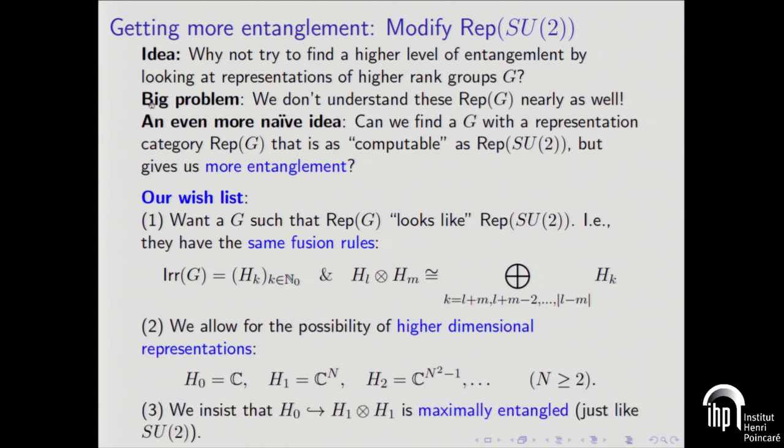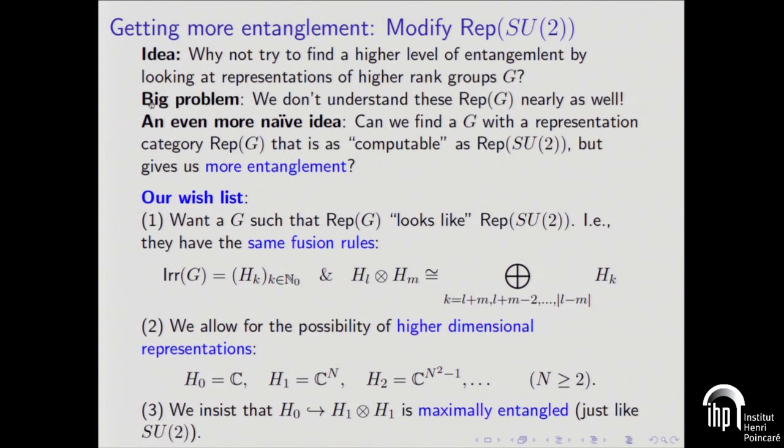And there's another thing that might be convenient to ask for. It's something that happens for SU2, and actually for any irreducible representation of a compact group: the trivial representation is always contained in the tensor product of H1 with itself, and the trivial representation is always a maximally entangled one-dimensional subspace. This is quantum mechanics or representation theory, so you can see it either way.